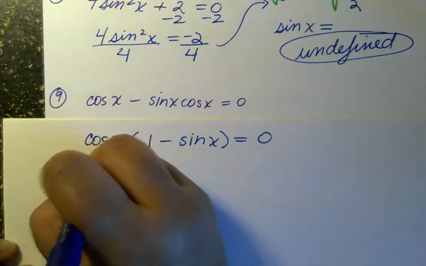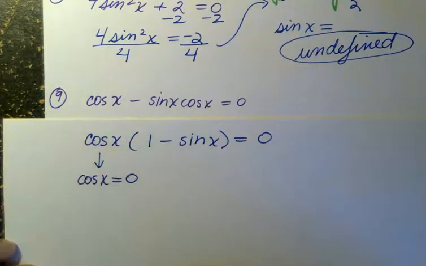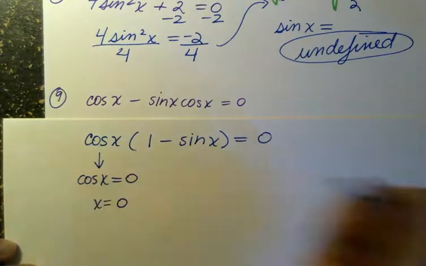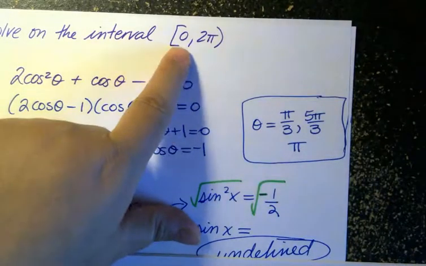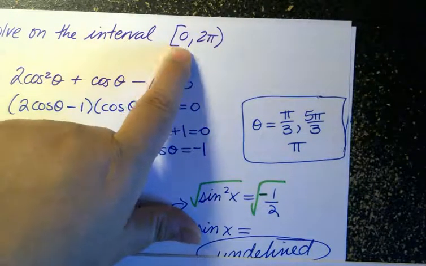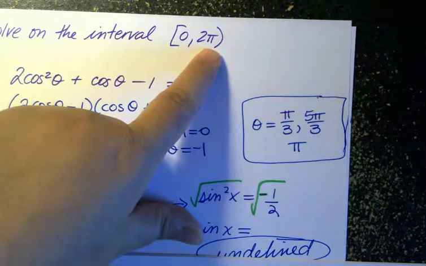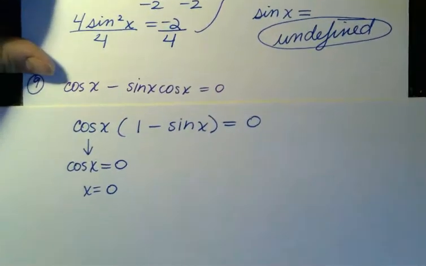So this gives me cosine x equals 0. Where does that happen? That happens at 0. Remember, it also happens at 2 pi, but we were told to do it on this interval, which means it's closed on 0 and open on 2 pi, meaning it does not include 2 pi. It does include 0, so I'm going to put 0.